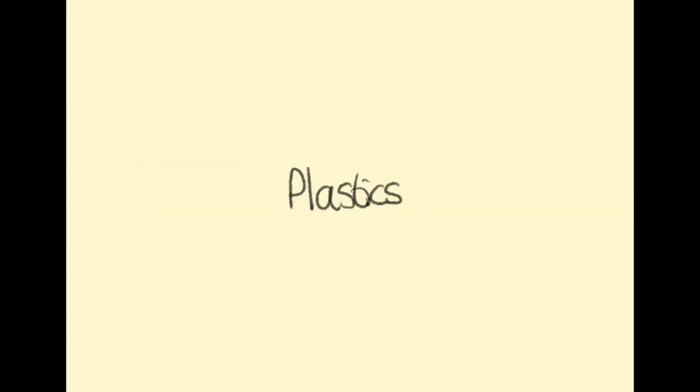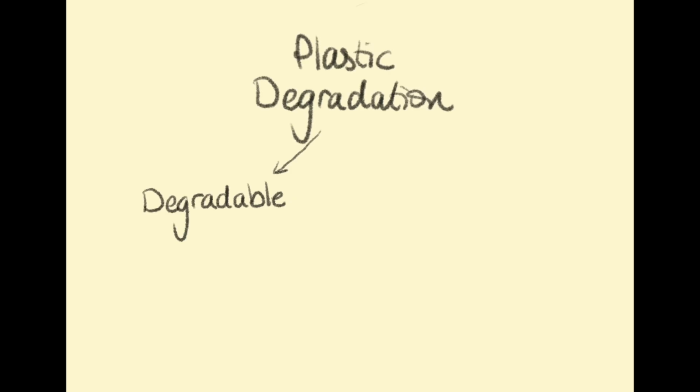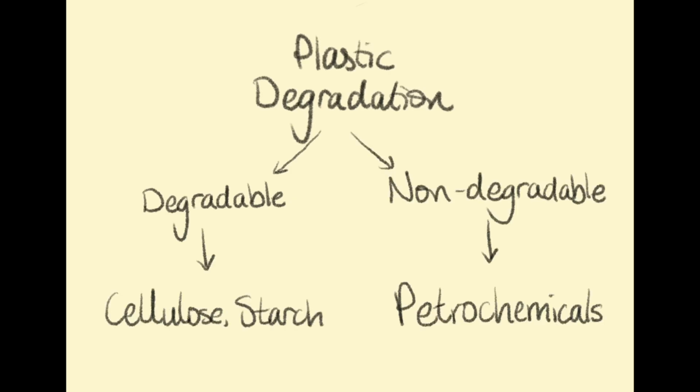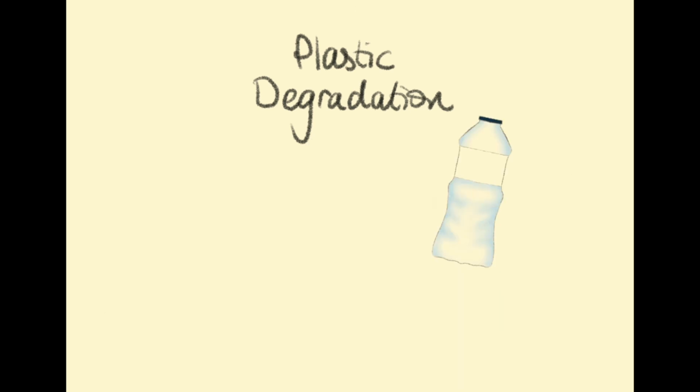To begin, let's talk about plastic. We all know what they look like and their uses, but the most important part of their life cycle is their disposal. Plastics can be separated into two categories, degradable and non-degradable. Degradable plastics are made from cellulose and starch, whereas non-degradable plastics are made from petrochemicals.